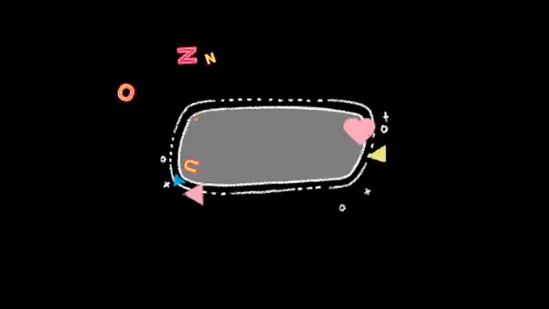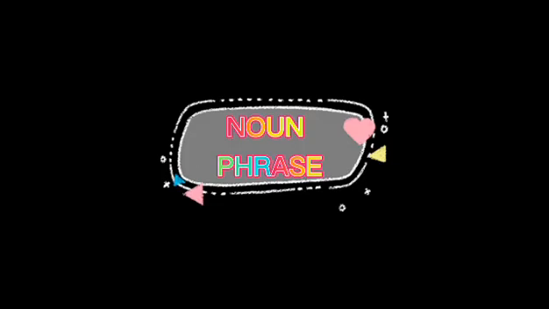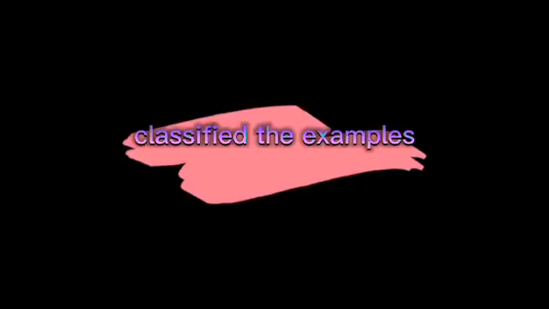Next, we have NP for noun phrase. It consists of an article, adjective, plus noun, pronoun, and prepositional phrase. An example of this is the red house on the corner. But those in parentheses are just optional. So if you're going to classify the example, it consists of an article, adjective, noun, and prepositional phrase. So it's the red house on the corner.